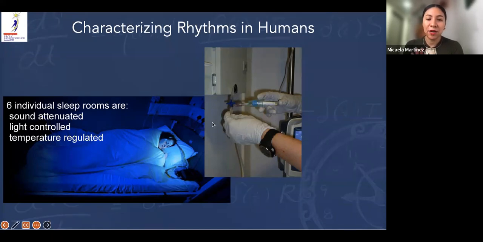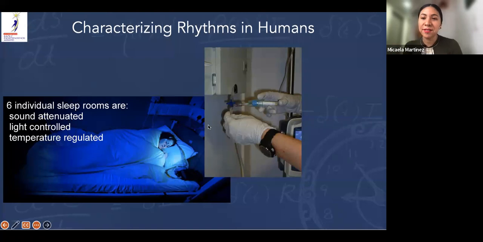And these are sound attenuated rooms where we can very carefully control the lighting conditions and also meals and such. But most importantly, these rooms have through-the-portal blood sampling. And what that means is that when a participant is in the room, they can be cannulated. So they can have a cannula in their arm, and this can run out into the hallway, essentially through a hole in the wall.